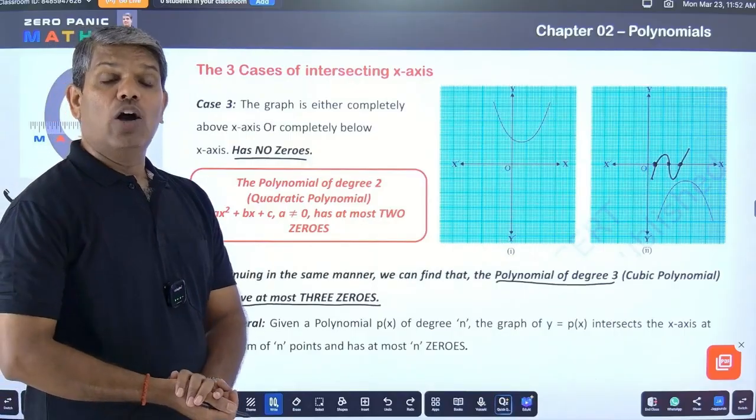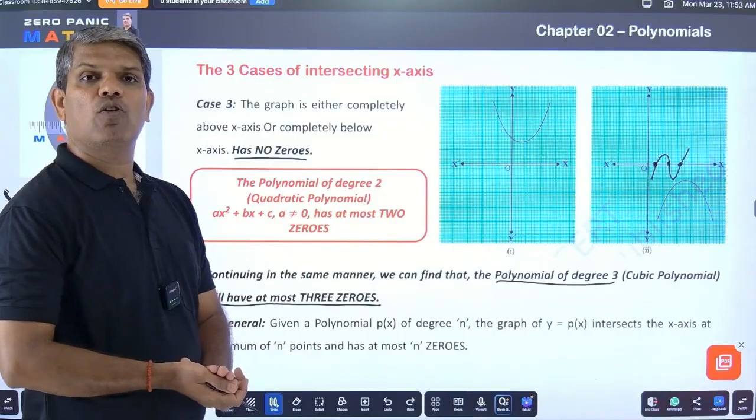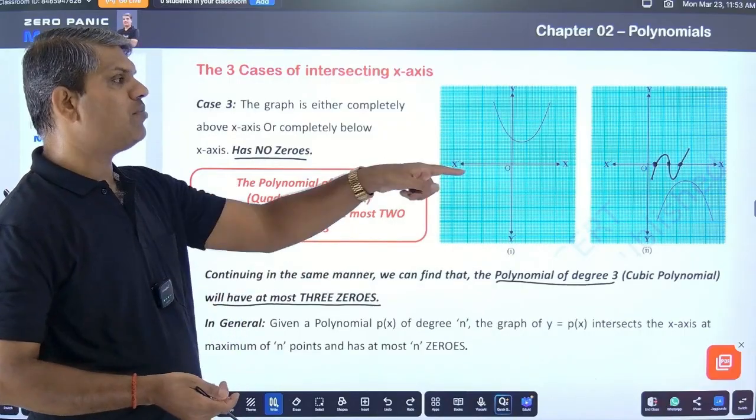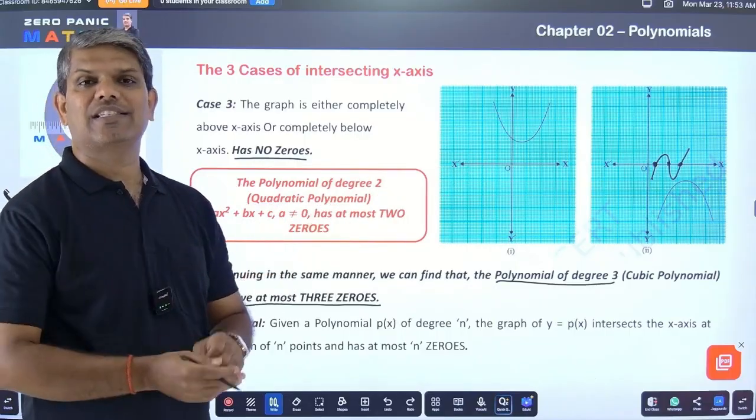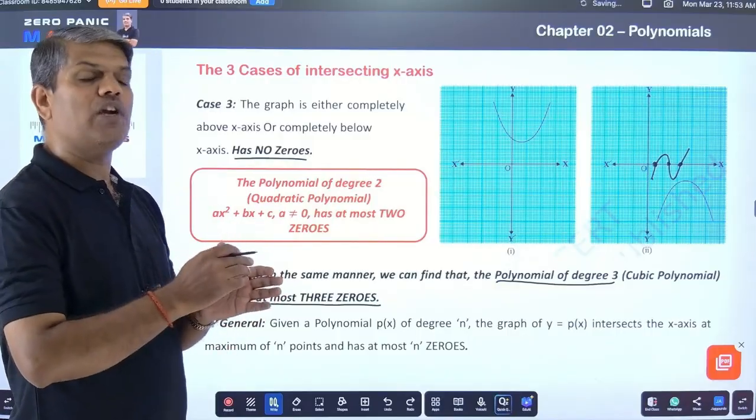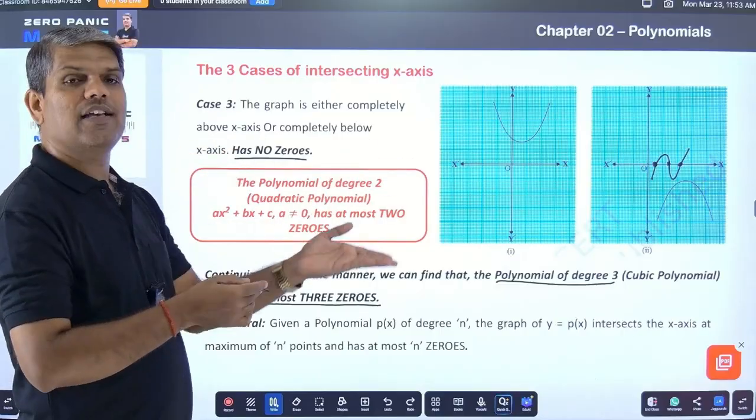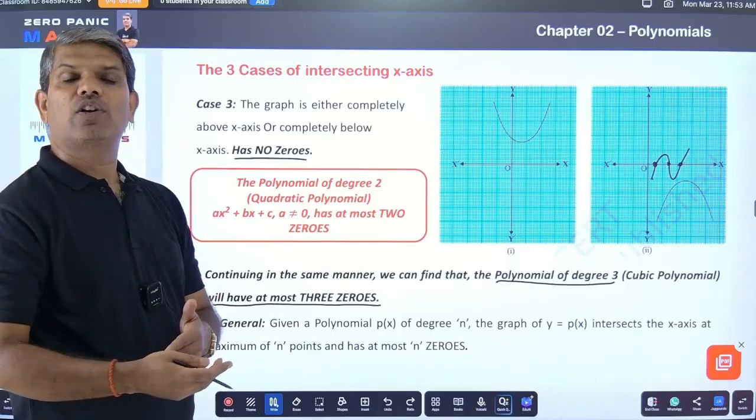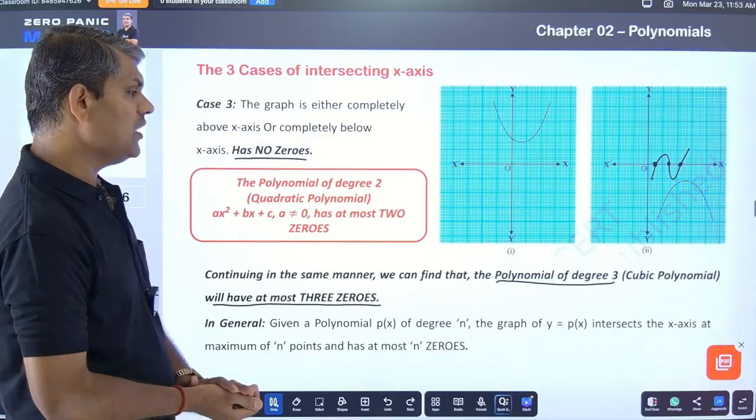So how do we find out the number of zeros of a given polynomial? It is how many times the plotted graph is cutting the x-axis. So by counting the number of points where the given graph is cutting the x-axis, we are going to decide the number of zeros of that polynomial.